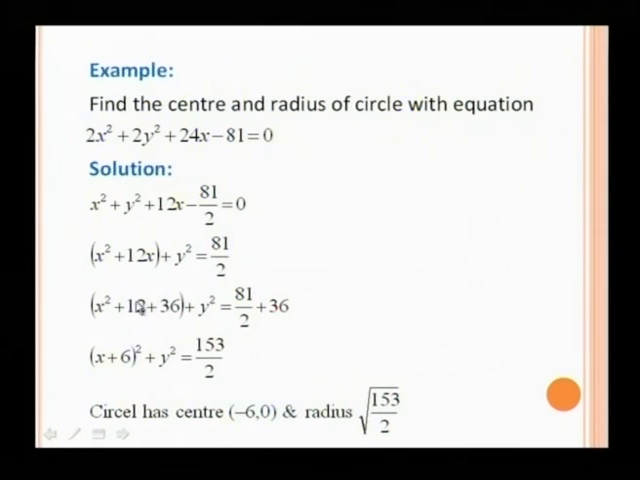As I told you that we would be using the square completing technique, we get x² + 12x + 36 + y² = 81/2 + 36. The final equation becomes (x + 6)² + y² = 153/2. We have the center as (-6, 0) and radius as √(153/2).